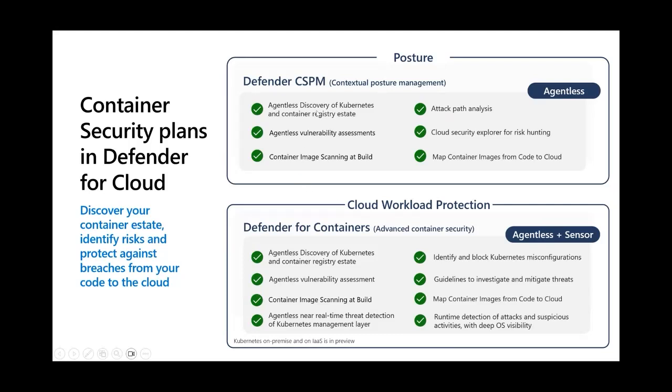So you'll notice that we have the Defender CSPM, the Defender Contextual Posture Management Plan, and then the Defender for Containers. With Defender CSPM, it's more focused on posture capabilities, and everything here is agentless. So all the capabilities that are mentioned as part of Defender CSPM do not require an agent, and this includes the agentless discovery of Kubernetes, the vulnerability scanning, the scanning at build time and being able to map those images from code to cloud, as well as the Cloud Security Explorer and the attack path analysis.